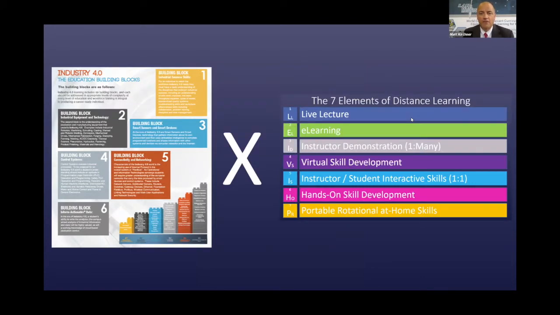learning. Folks, our classrooms and our labs are not going to look in September the way that they did in February. They're going to look much different. And it's incumbent upon all of us to create as interesting and as interactive an experience as we possibly can for our students and for our learners. And that's where these 7 elements of distance learning come into play. We need to take our 6 building blocks of Industry 4.0 and deliver them through all 7 of these elements, and they look like this.